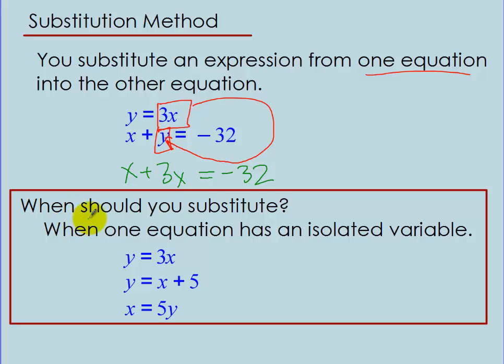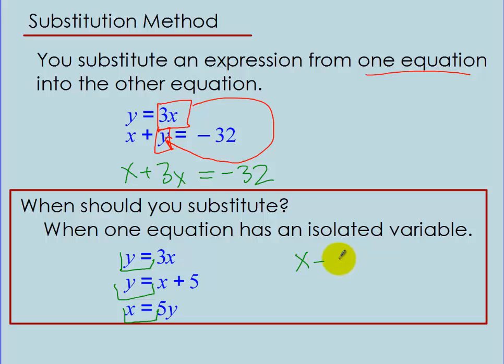So when would you actually use the substitution method? You can use it all the time, but you don't have to. It's usually easy when one equation has an isolated variable already. For example, in the equation above, y equals 3x, the y was isolated, so that's an easy way to substitute. If I had y equals x plus 5, the y is isolated, so it's easy to substitute into the second equation. Those are equations where it's good to substitute.